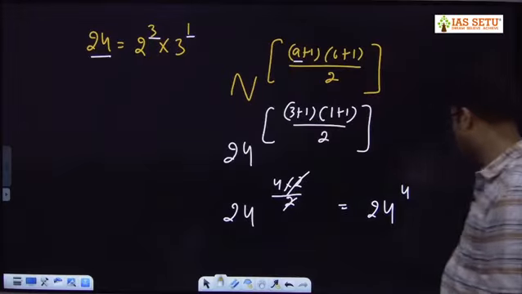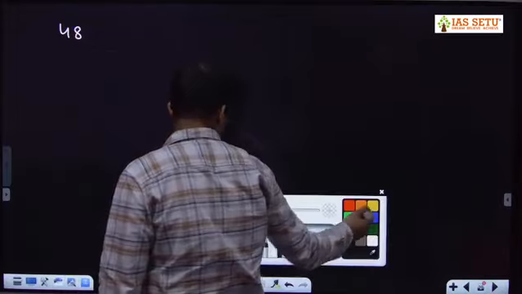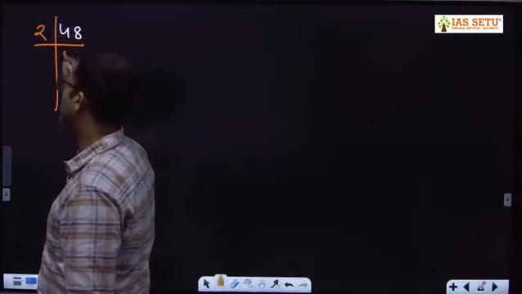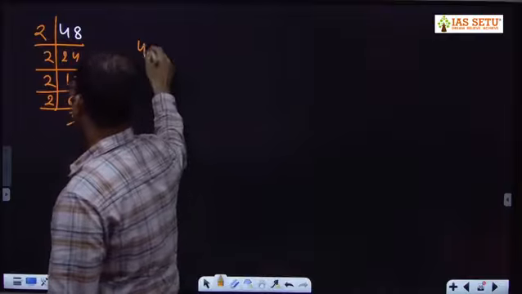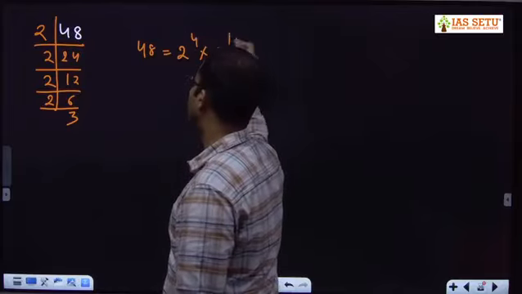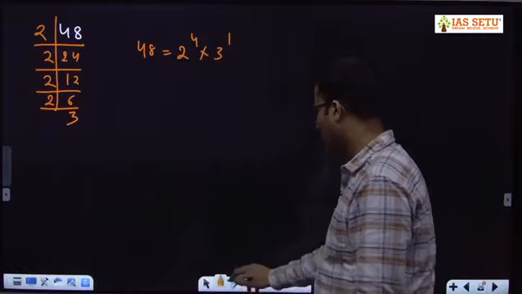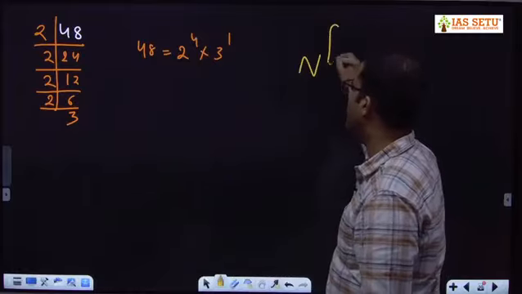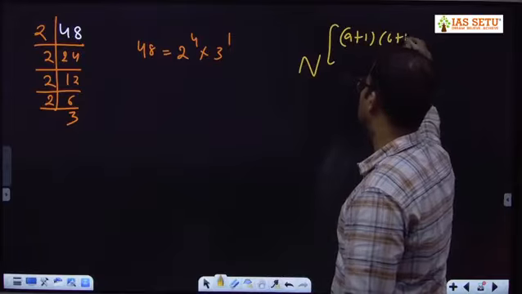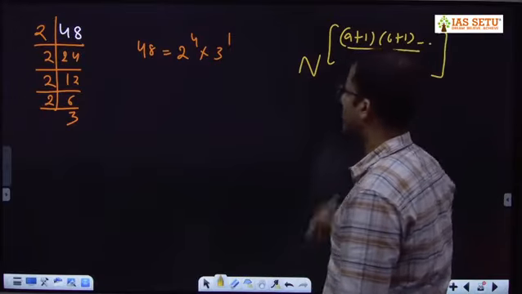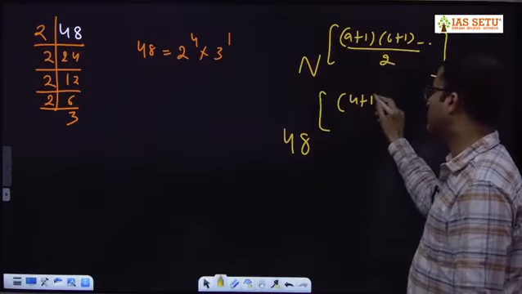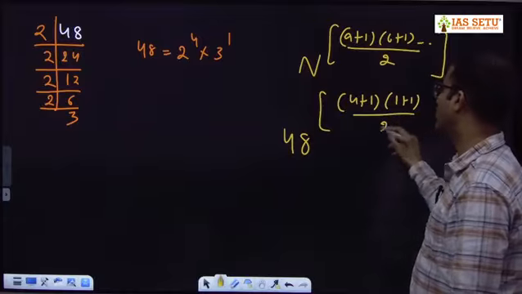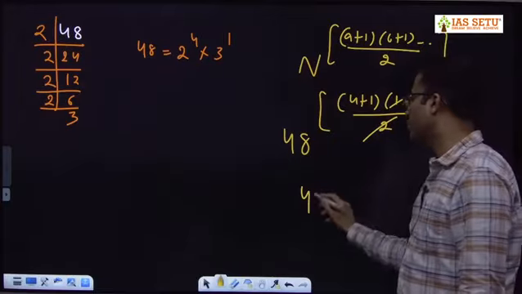Let me take one more question. 48. So step number 1, we express 48 in the prime form. 2 common 24, 2 common 12, 2 common 6, 2 common 3. So 48 is 2 to power 4 into 3 to power 1. And our formula is N to power (A plus 1 into B plus 1 and so on) divided by 2. So now here it is 48 to power (4 plus 1 into 1 plus 1) divided by 2. 2 and 2 get cancelled. 48 to power 5.